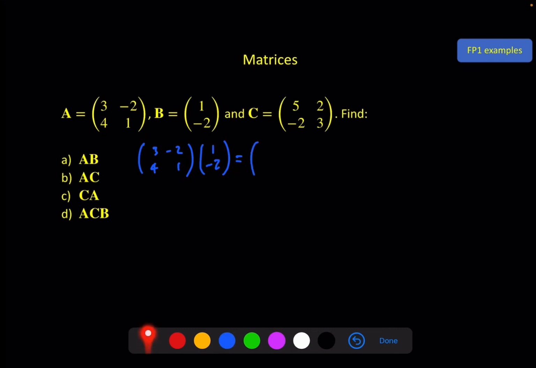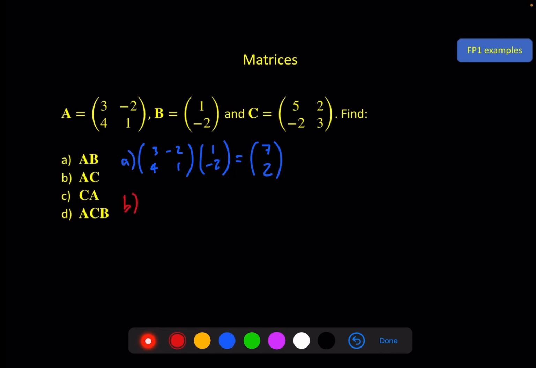So we've got 3 plus 4 is a 7. And that's it. First row, first column. There is no second column here. So I've got first row, first column, and then I go into my second row. 4 minus 2 is 2. And there we have the answer for part A.